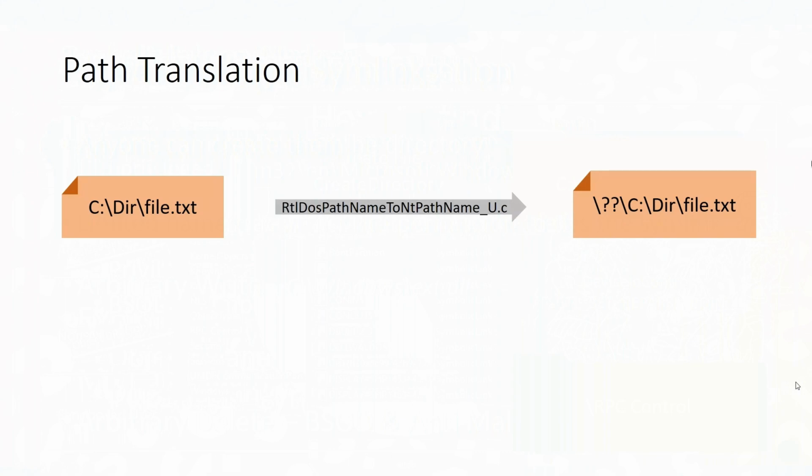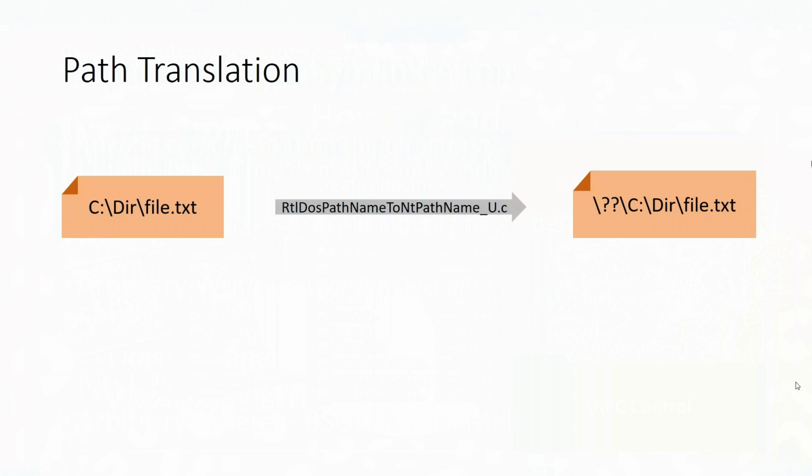Now, let's see how the path translation actually works under the hood. Let's take a look at a service that tries to access C:\dir\file.txt, where the attacker created a mount point on the dir directory and a symlink for file.txt.